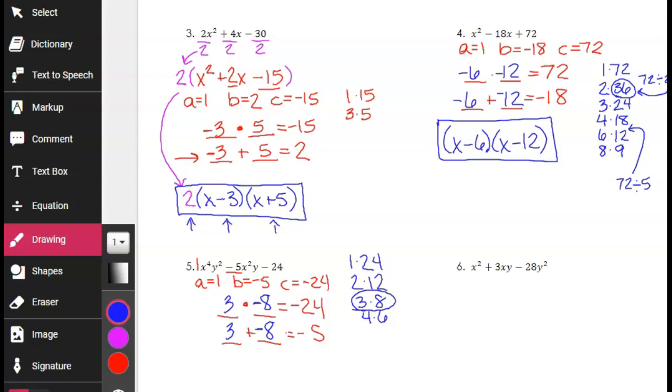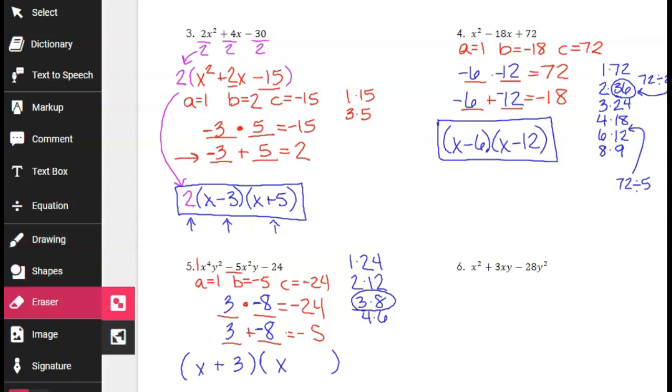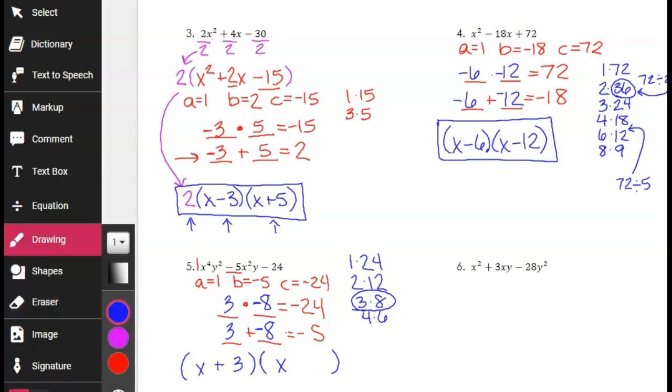So notice whenever I write my answer, I'm going to leave a little bit of space between all of my terms. And the reason why is because I've got to put in some extra variables and exponents. So I have x plus 3. I have x, oh no, not plus, hang on, minus, because that was a negative 8, minus 8.